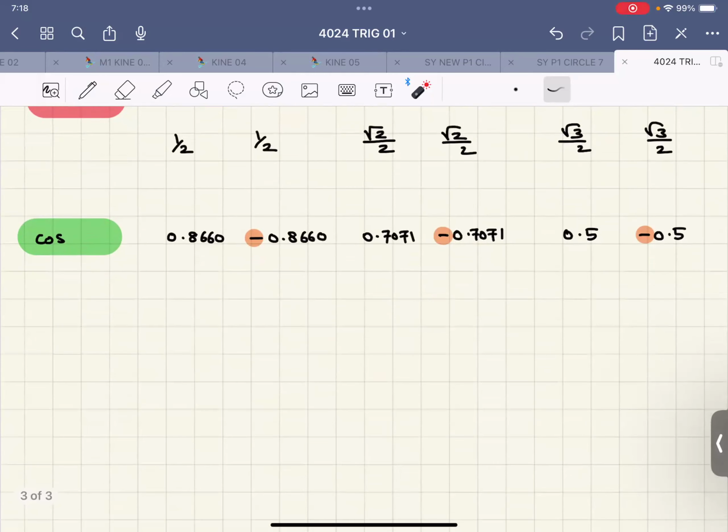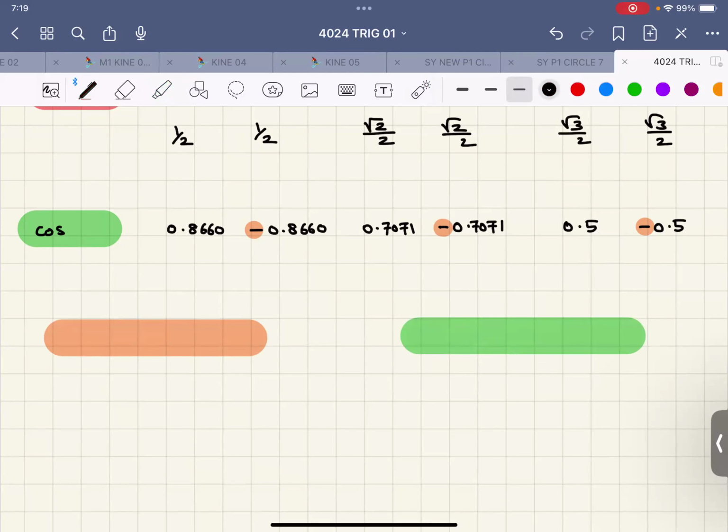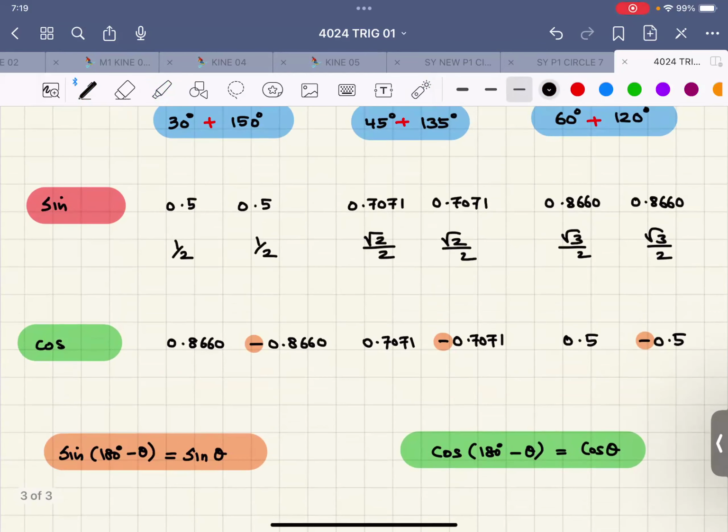So now what we do is that for sine versus cosine. For sine, I'll say that sine of 180 minus theta is the same thing as sine of theta. That's one thing. The other one is cosine of 180 degrees minus theta is the same thing as cosine of theta. That is the conclusion based upon this.